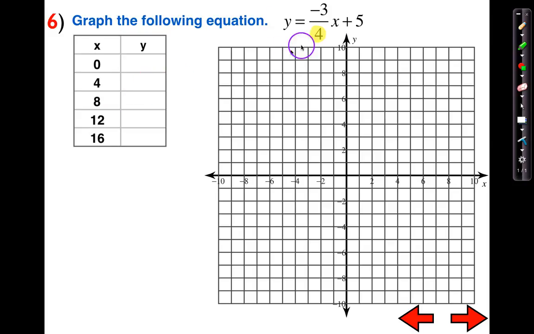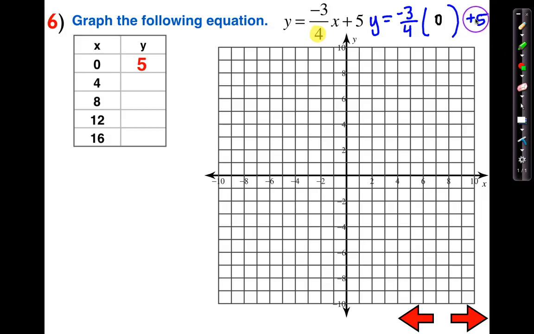So here, once you plug in your values, I'm just going to show you once how we would do that. Here we would have y equals negative 3/4 times the value for x plus 5. The easiest one here, if we plug in a 0, we would have this number times 0, which is 0, plus 5, which is 0. Whoops, said that wrong. 3/4 times 0 is 0.